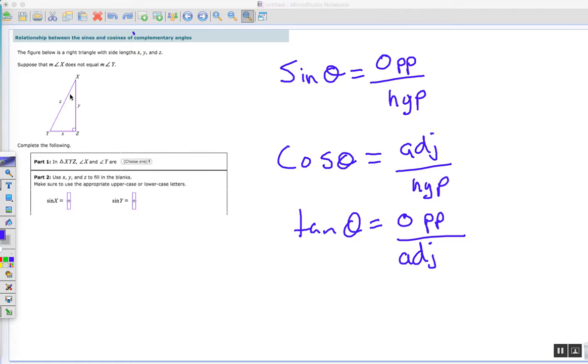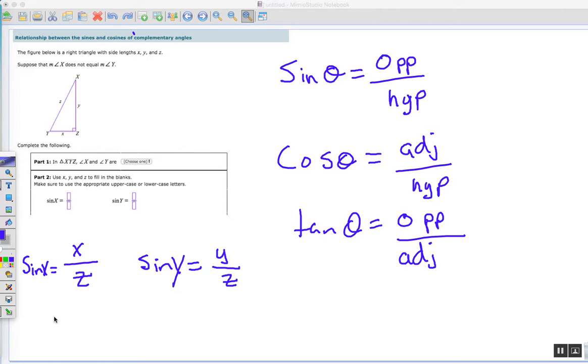So sine of x is equal to opposite over hypotenuse. And remember, hypotenuse is always opposite the right angle. So that would be x over z. So that's sine of x. Sine of y is equal to, so now we go to this angle. Opposite this angle is y. So sine of y is equal to y, opposite, over hypotenuse, which is still z.